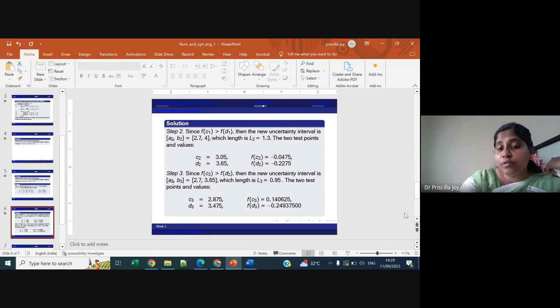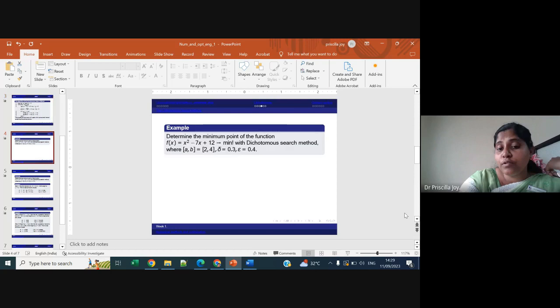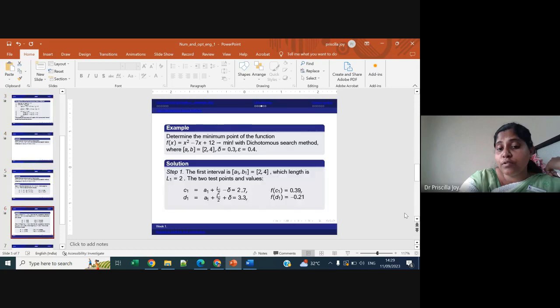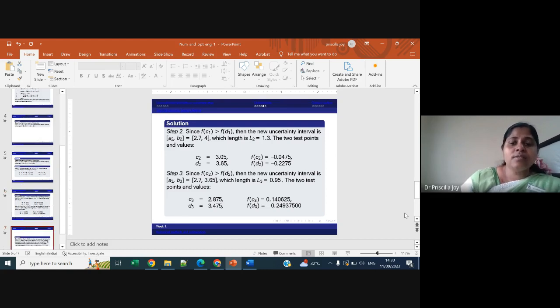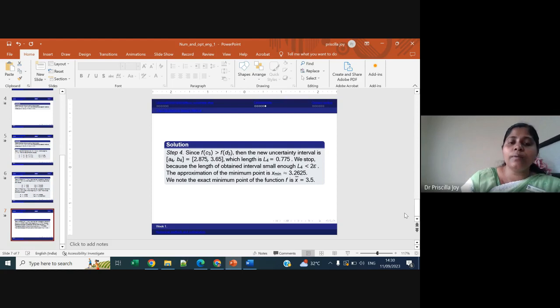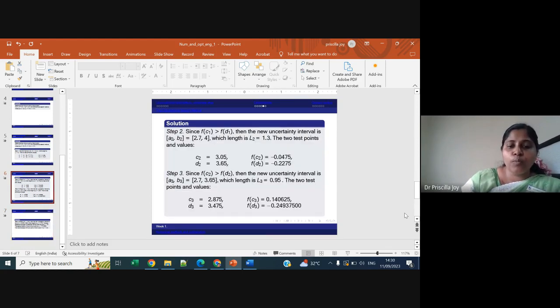Okay, when we substitute in the function of x, which is given here, x square minus 7x plus 12, we will be getting the values of f of C3 as 0.140625 and f of D3 as minus 0.249375. It is a lengthy one. Okay, so now we need to find the next thing. We need to check whether the C3 value is greater than D3. So here it is following that, and we will be finding the next value, that is 2.873, which is the C3 value.